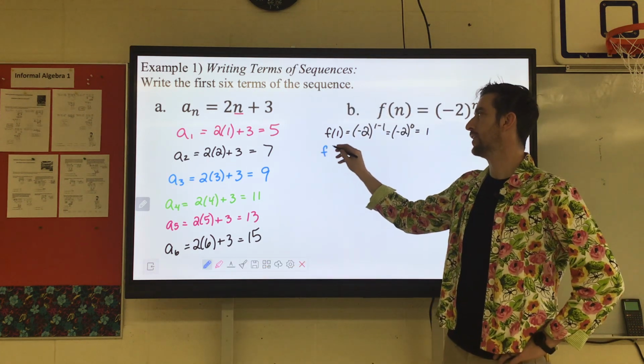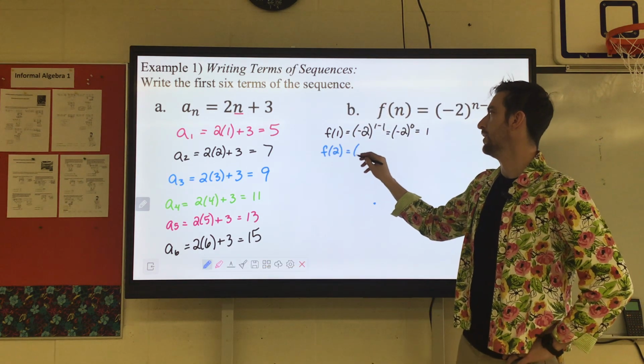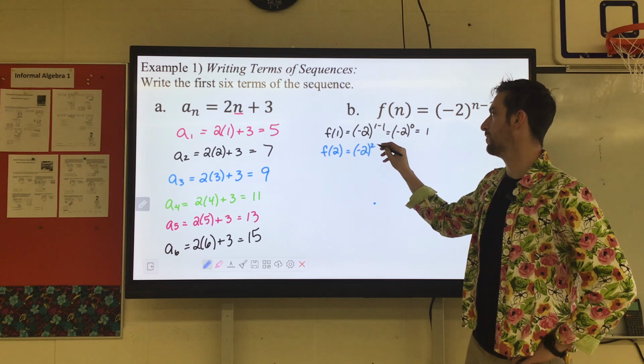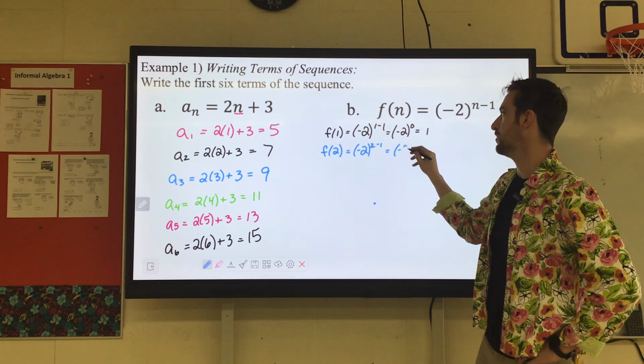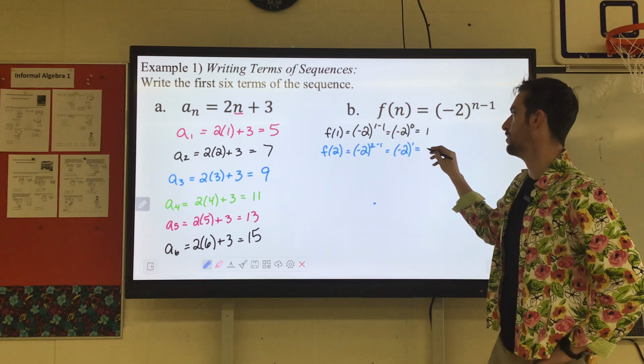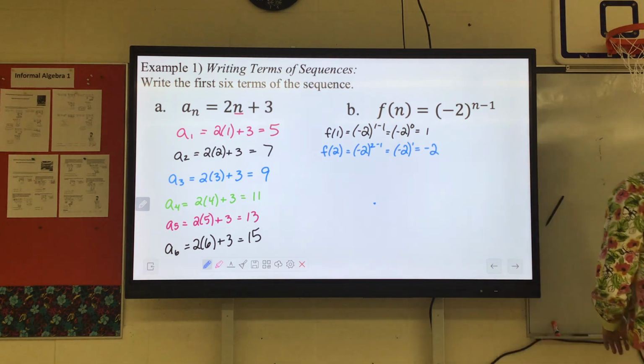Let's try to find the second term in this pattern. Negative 2 to the 2 minus 1. 2 minus 1 is 1. And negative 2 to the first is just negative 2.